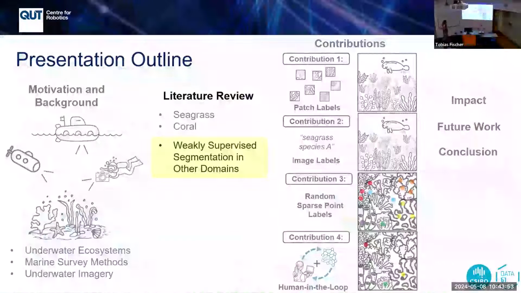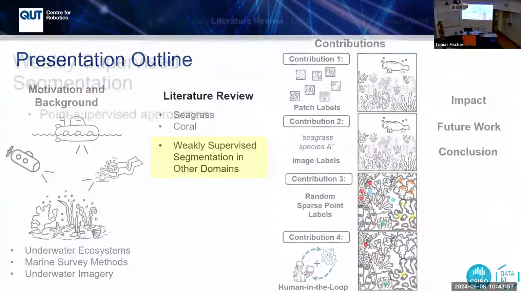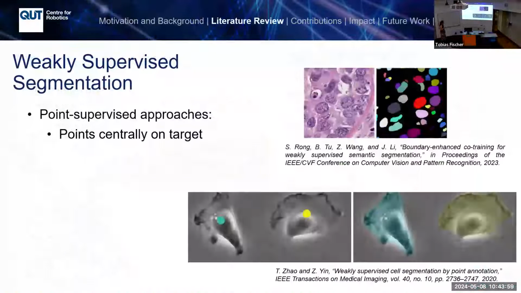So this now leads into a discussion on weakly supervised segmentation in other domains. So there are point supervised approaches in the literature, but these approaches all assume that the points have been placed centrally on the objects of interest. This isn't the case for us with our underwater imagery, where the points are either placed as a grid or placed randomly in the image.